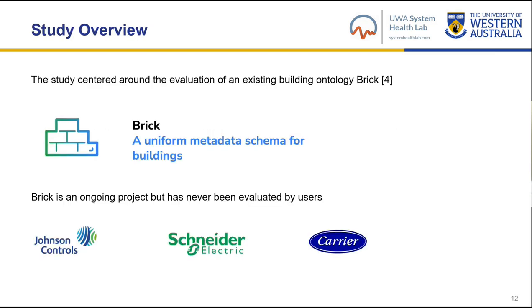The study centered around the evaluation of an existing open-source building ontology, Brick. Brick aims to address the heterogeneity in the building industry, which we discussed earlier, by providing a standardized cross-vendor representation of buildings. It is a collaboration between academic researchers at UC Berkeley and UCLA. It is supported by Johnson Controls and has been used at companies such as Schneider and Carrier. The users of Brick are technical professionals working with building data, such as building managers, engineers, analysts.